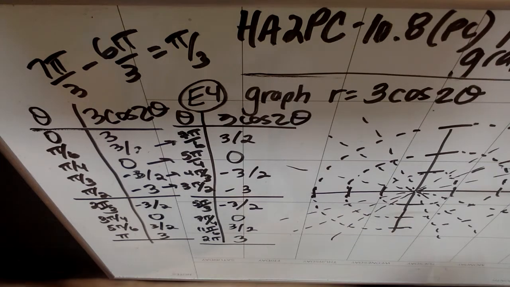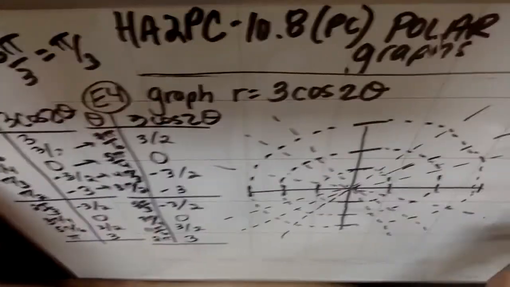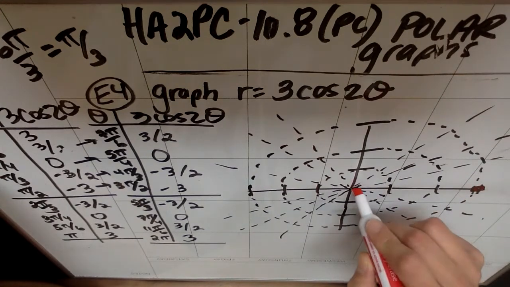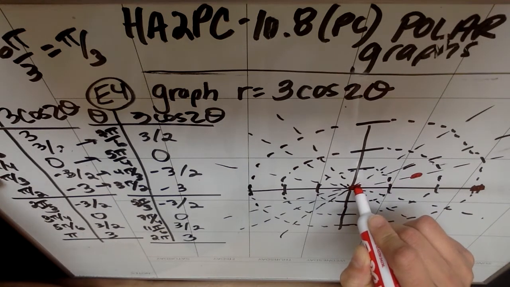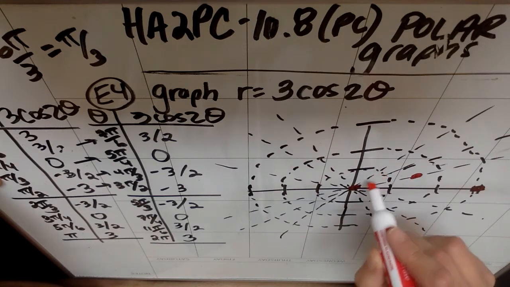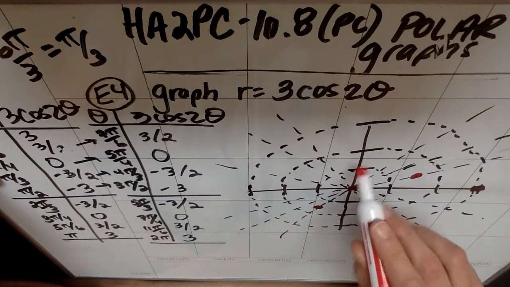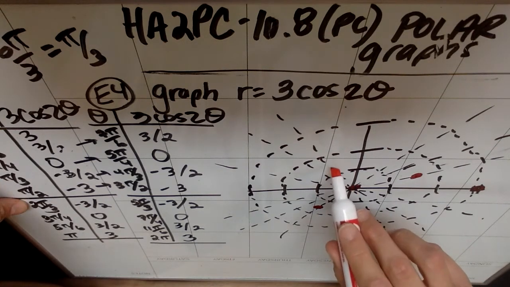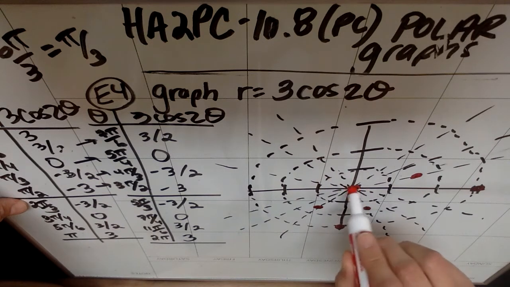So when I plug in 0, I get 3, which is here, right? When I go to pi over 6, I get 1.5. And at pi over 4, I'm back to 0, right? Then at pi over 3, which would be here, I go to negative 1.5, so 1.5 in the opposite direction. At pi over 2, which would be this line right here, I go backwards 3 units, so I'm here, right? And then at 2 pi over 3, which should be right here, I go backwards 1.5 and land here. And then at 3 pi over 4, which is here, I'm back at 0, right?